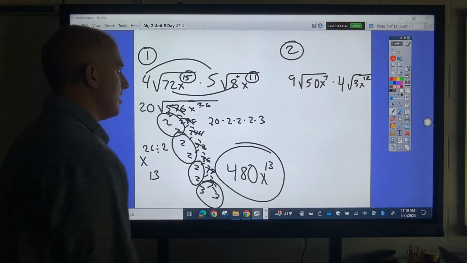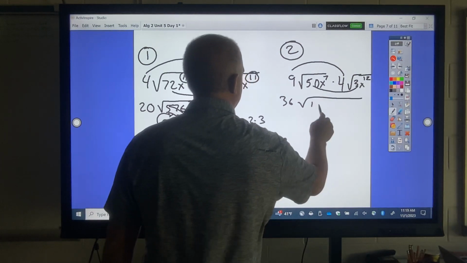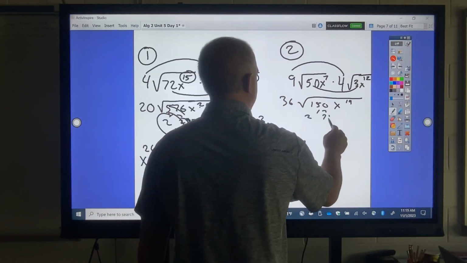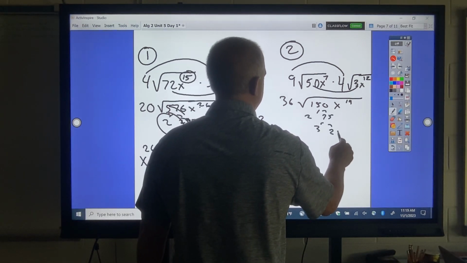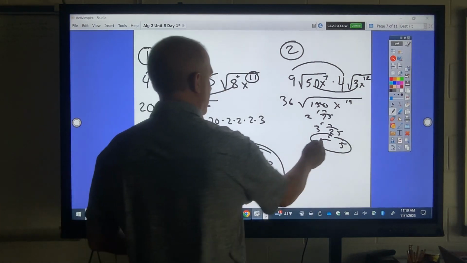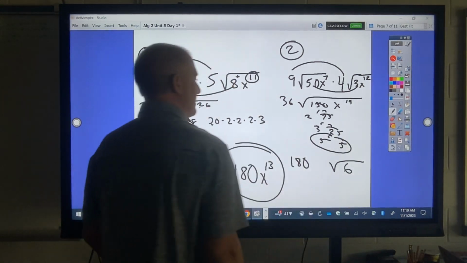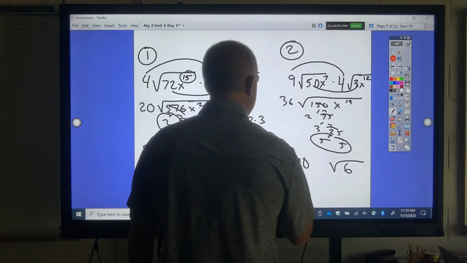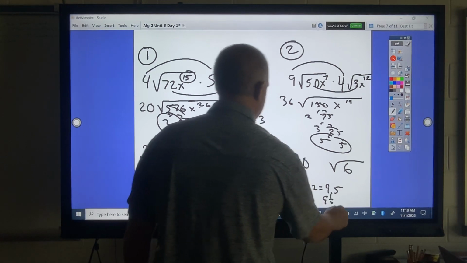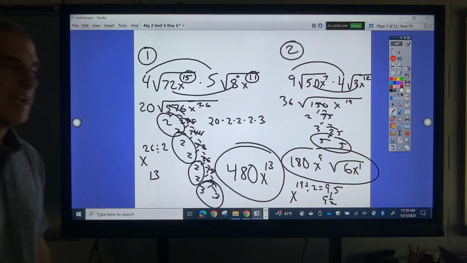So what I do is this times this, which is 36. This times this, which is 150. Add those, which would give me 19. Okay, break that down. 2, 75, 3 and 25, 5 and 5. There's my pair. 5 times 36 is 180. 2 times 3, because that's left over, would be 6. I take 19 divided by 2. That's going to be 9.5, so that's x to the 9, x to the 1. Okay, and that would be my answer.